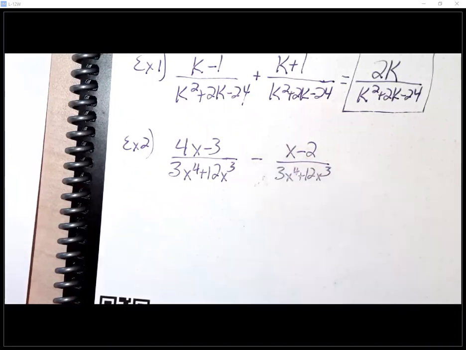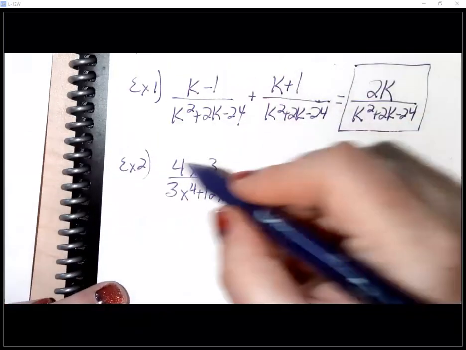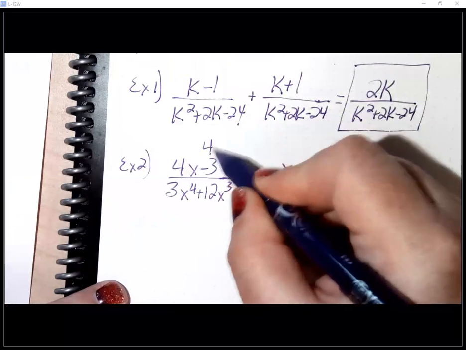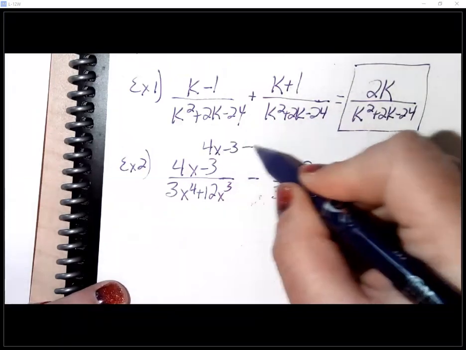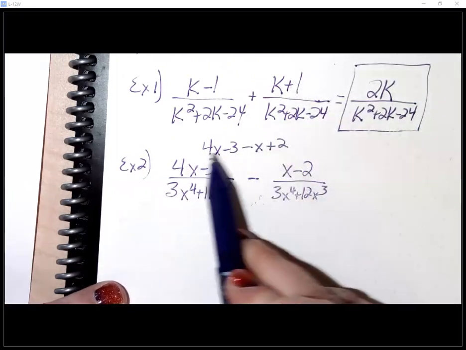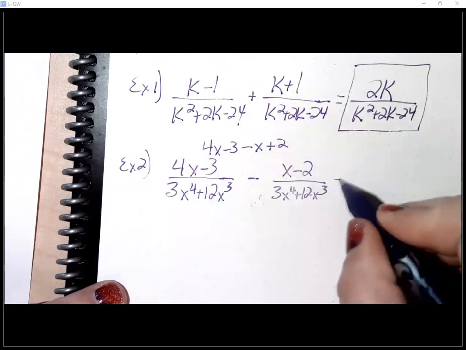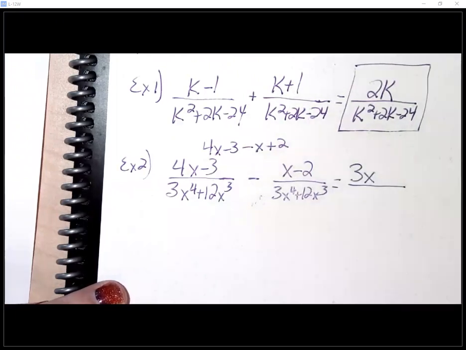So sometimes with subtraction, here's what I like to do. I just rewrite it up here. I'm really doing 4x minus 3, and then I'm just distributing that negative: minus x plus 2. So now I have this, and I'm just going to combine my terms. So I'm going to get positive 3x minus 1. Do you see how that works?